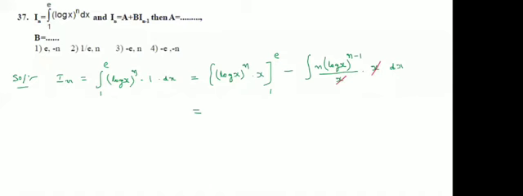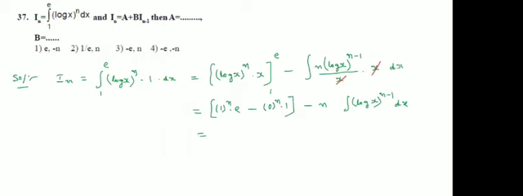Apply the upper limit. x (log x)^n, the value is 1^n into e. So I am writing clearly 1^n into e, minus substitute 1: log 1 is 0, 0^n into 1. This is the first term, minus take n outside the integration of (log x)^(n-1) dx.